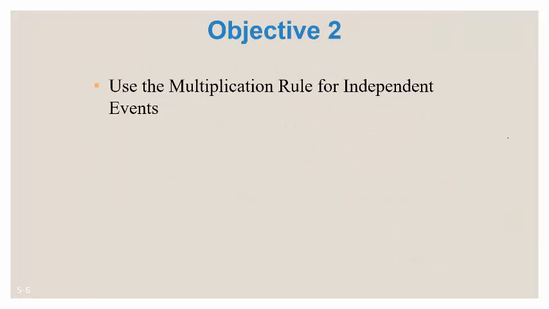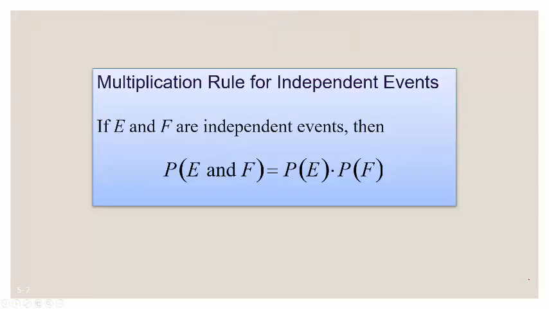Okay, so what we want to do now is talk about the multiplication rule for independent events. And it's very, very simple. If two events E and F are independent, and I ask you, what's the probability that event E and event F occur? You just take the probability of the first event E and multiply it by the probability of the second event F. That's it. That's all you have to do, just multiply the two probabilities.